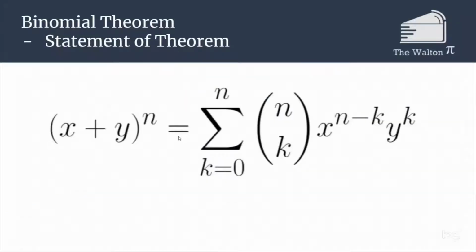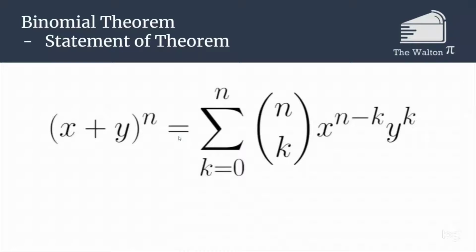The binomial theorem says that (x plus y) raised to the n can be written as the sum from k equals 0 to n of n choose k times x to the n minus k times y to the k. We can use this in quite a few situations, especially if we ever see an n choose k inside a summation.